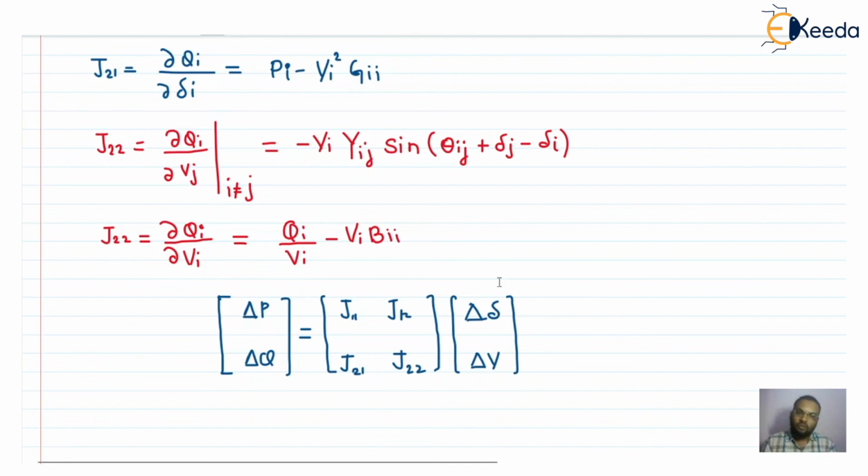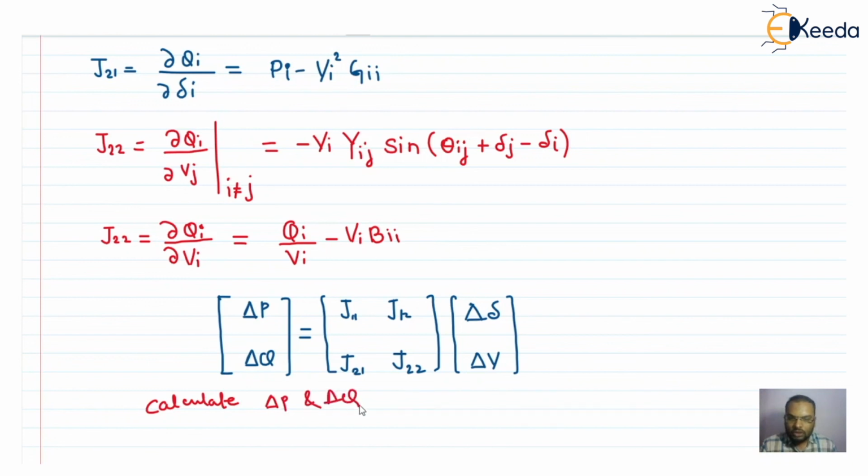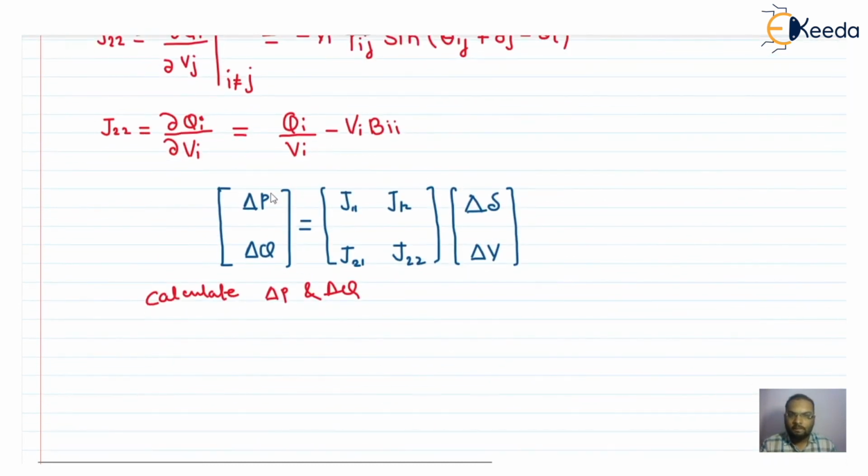Now what you have to do is, first, based on whatever assumptions you have made, calculate change in P and change in Q. This is the first step you have to do. Second, evaluate the Jacobian matrix. Once you get this, you can easily get the correction in the unknowns. See, as it is a PQ bus, the phase angle and the voltages are the unknowns. Once you get this, you will get the change in phase angle and correction in the voltage.